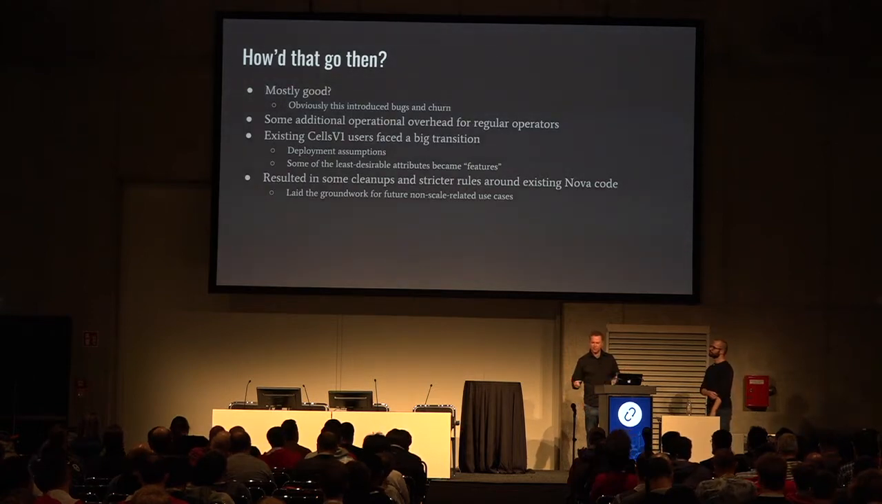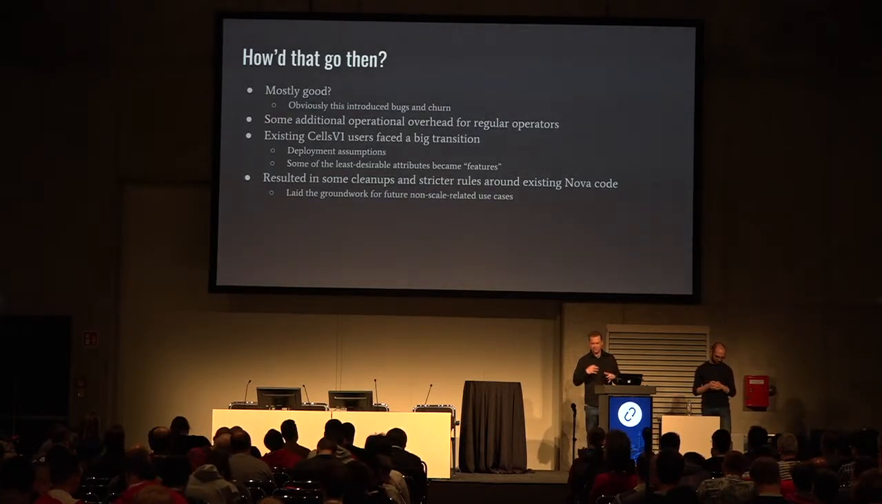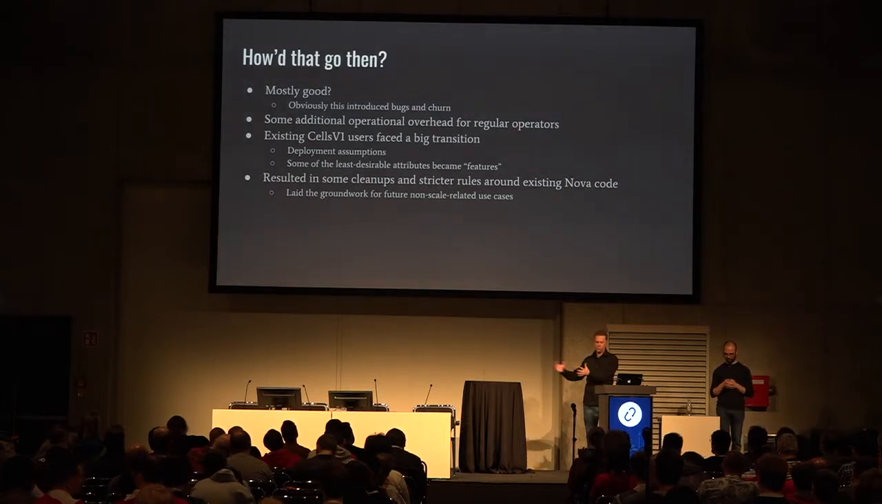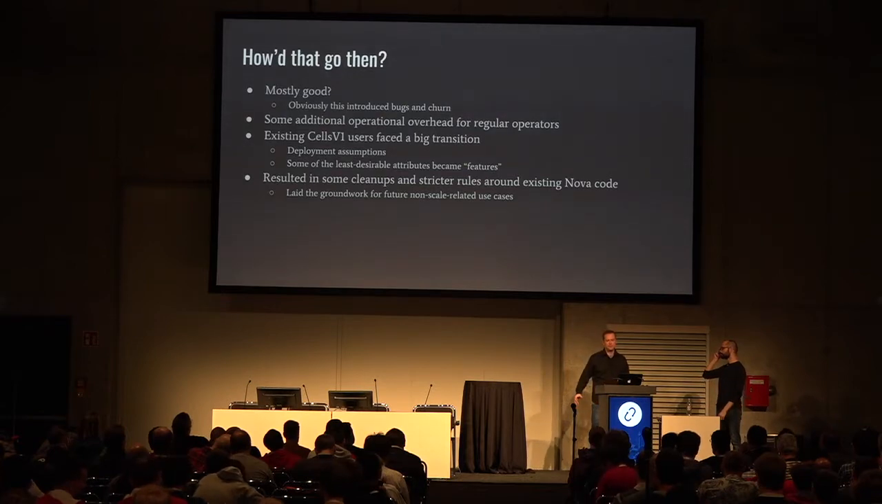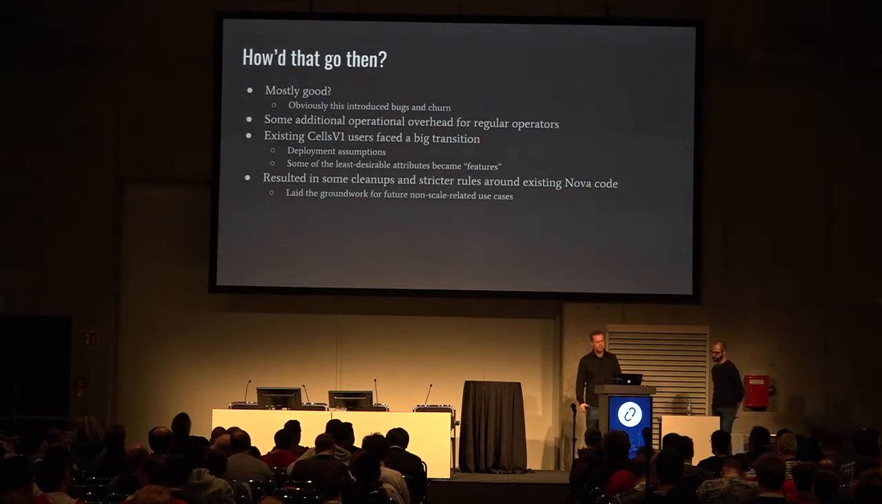Regular operators have a little bit more that they have to do, mostly in the setup phase, but not really operationally, which was the goal. Existing Cells V1 users had a big transition, right? They have huge deployments, lots of cells, lots of data, and it obviously is a lot of work to reshape the cloud on top of this new architecture.